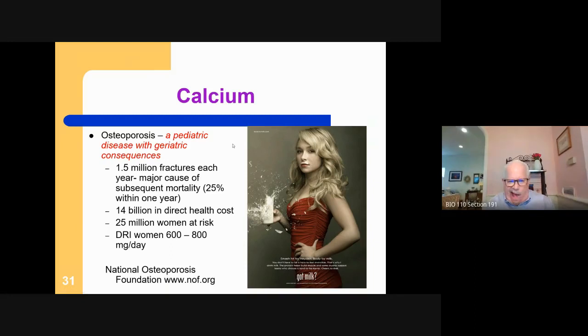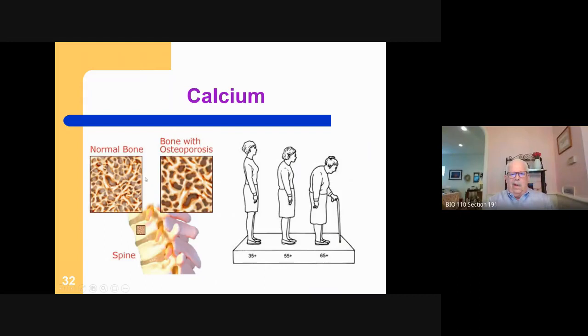A lack of calcium as you grow older is known as osteoporosis. Here's the normal bone, and here is osteoporosis. You have holes in your bone, and that's why as you grow older, you start to shrink, especially in women. A very common disease in elderly women is osteoporosis.